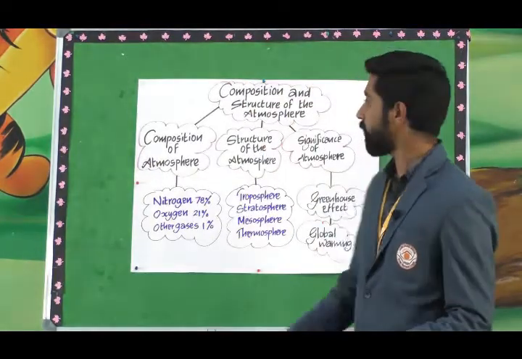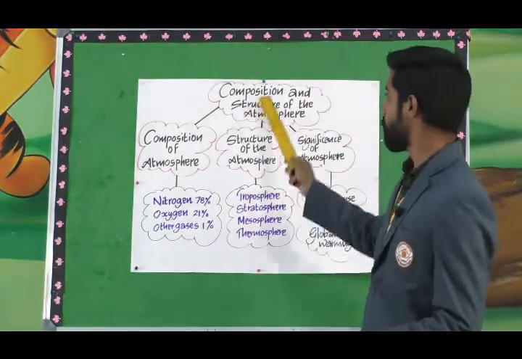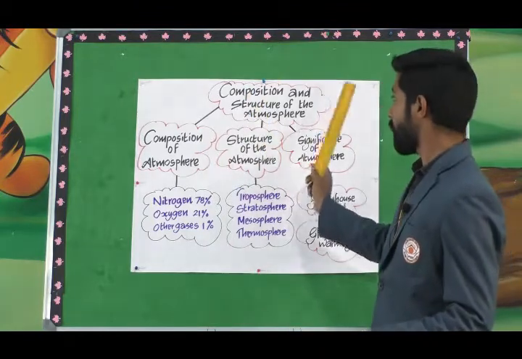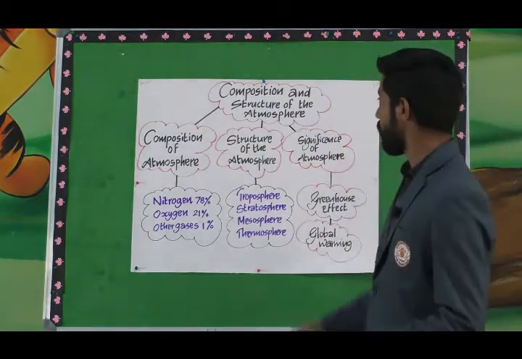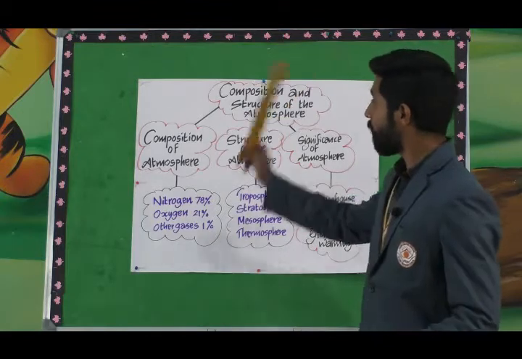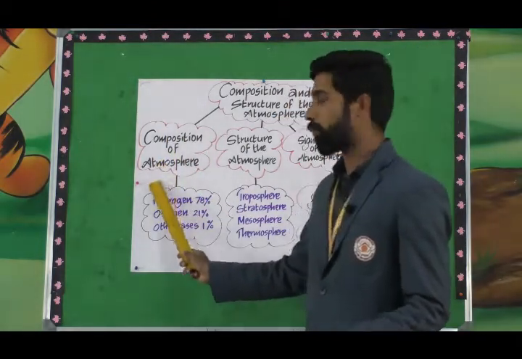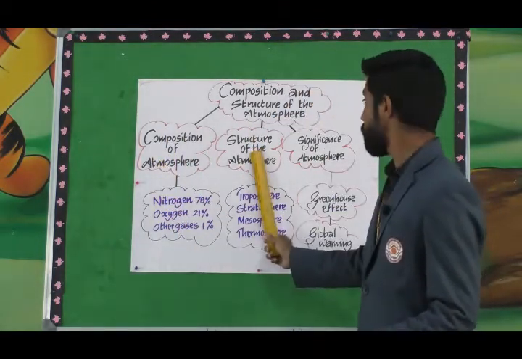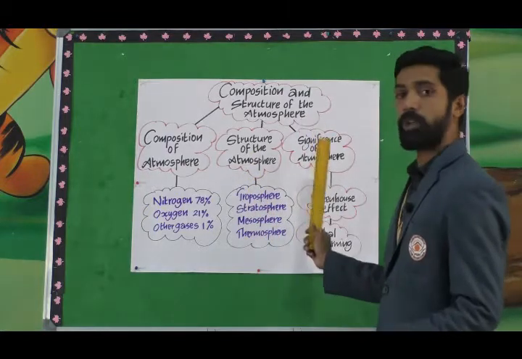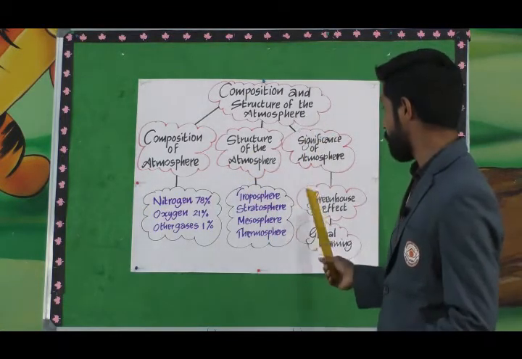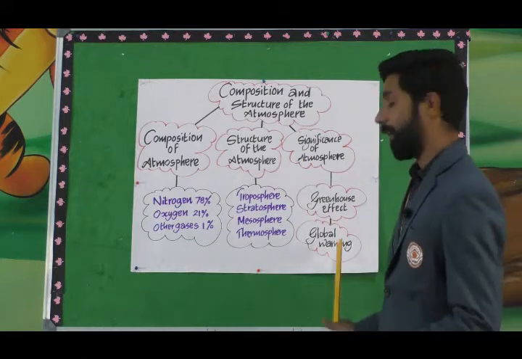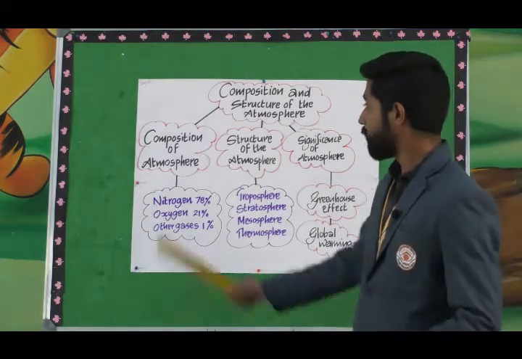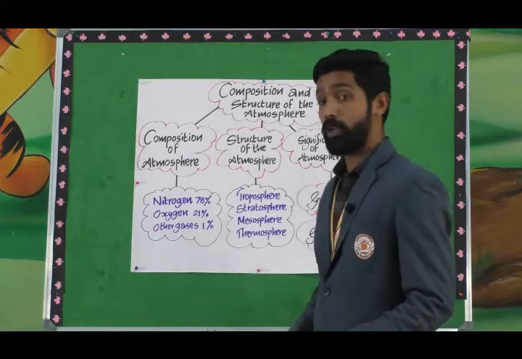So dear kids, we can have a recap of our chapter in the form of a mind map. So this is our chapter, Composition and Structure of the Atmosphere. In this chapter, we have learned about the composition of the atmosphere, then the structure of the atmosphere, and the significance of the atmosphere, and a few more things, that is greenhouse effect and global warming. Let's see the first one, composition of the atmosphere.